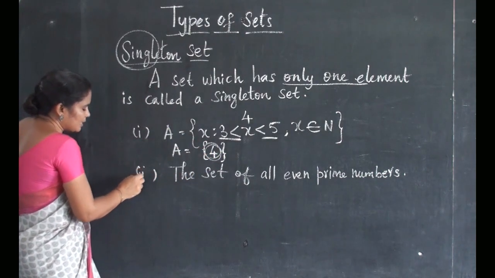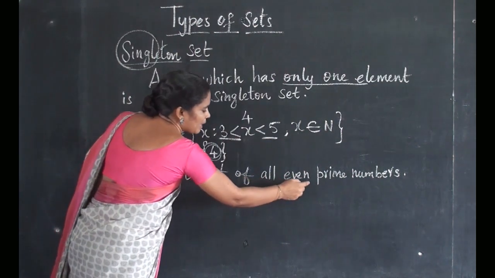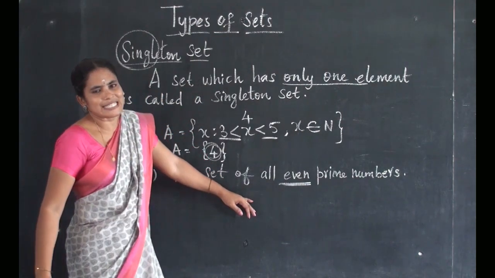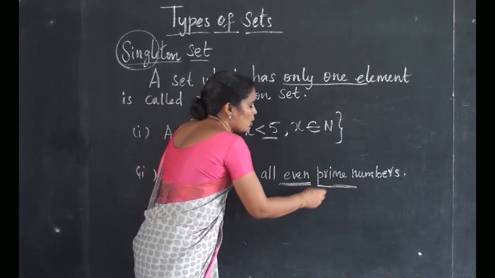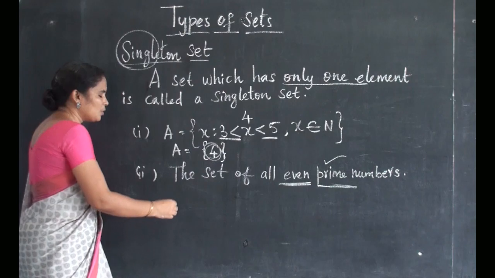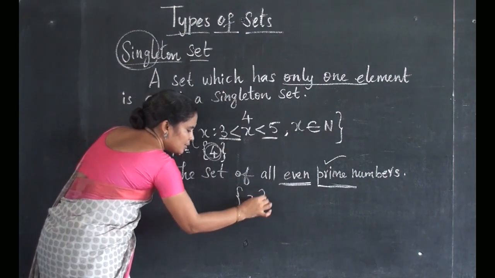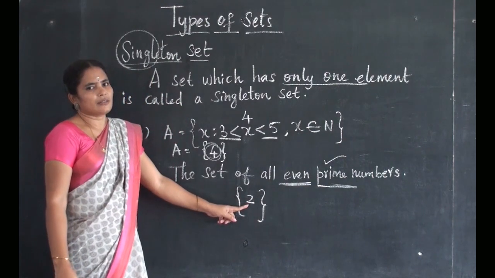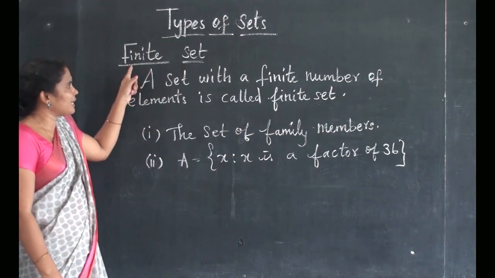Now let us see the second example. The set of all even prime numbers. What are even numbers? 2, 4, 6, 8, 10, isn't it? That must be a prime number also. So, what is the even prime number? As you know very well, the even prime number is nothing but 2. So, we have one element, that is a singleton set. Now let us move on to the next set, that is the finite set.